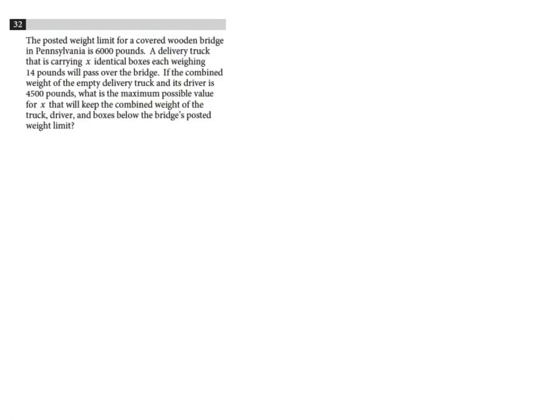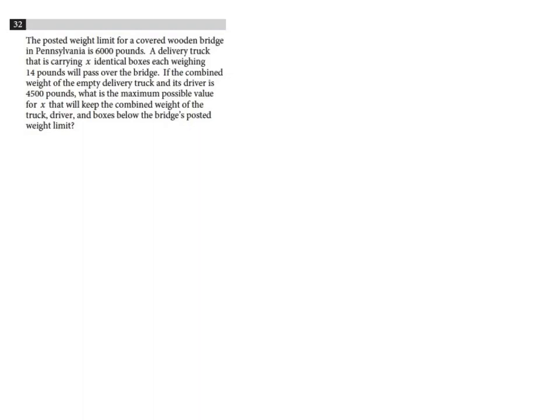All right, number 32. The posted weight limit for a covered wooden bridge in Pennsylvania is 6,000 pounds. A delivery truck that is carrying x identical boxes, each weighing 14 pounds, will pass over the bridge. If the combined weight of the empty delivery truck and its driver is 4,500 pounds, what is the maximum possible value for x that will keep the combined weight of the truck, driver, and boxes below the bridge's posted weight limit? Okay, so this is an inequality.